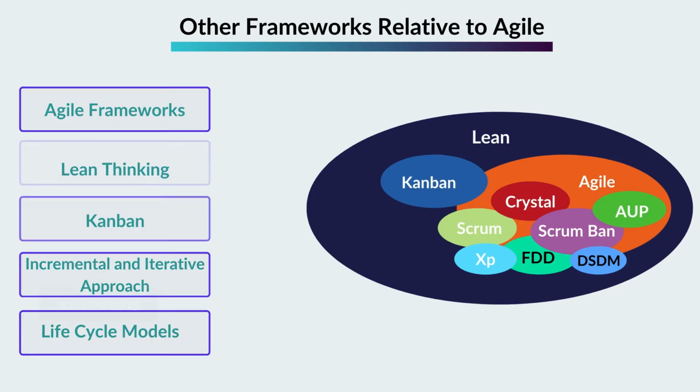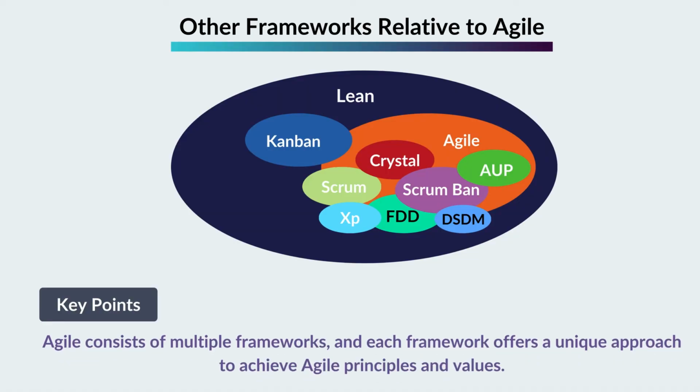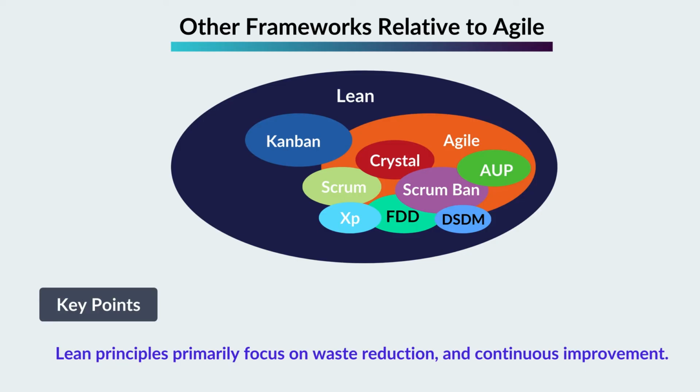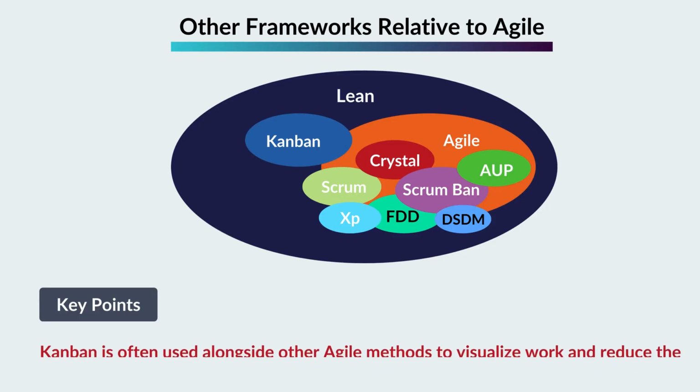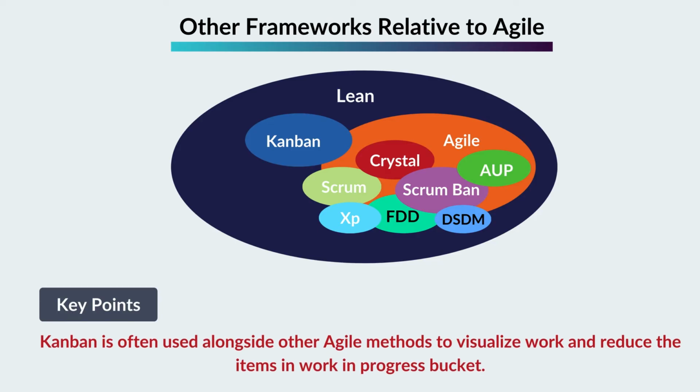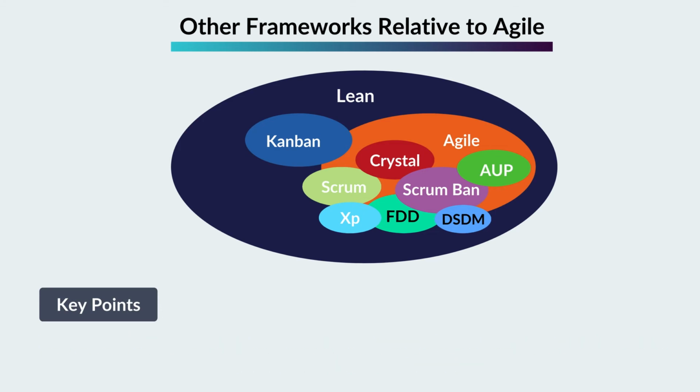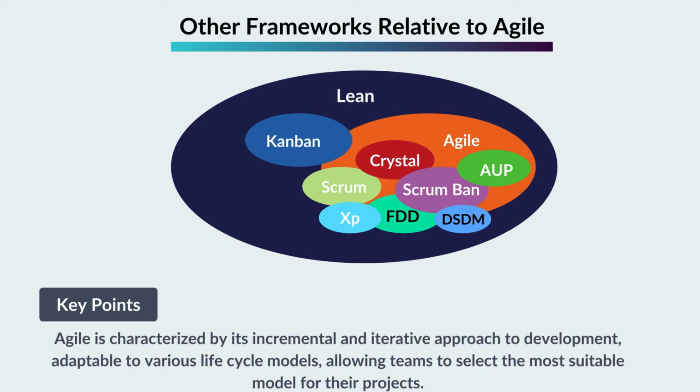Key points. Agile consists of multiple frameworks, and each framework offers a unique approach to achieve Agile principles and values. Lean principles primarily focus on waste reduction and continuous improvement. Kanban is often used alongside other Agile methods to visualize work and reduce the items in the work in progress bucket. Agile is characterized by its incremental and iterative approach to development, adaptable to various life cycle models, allowing teams to select the most suitable model for their projects.